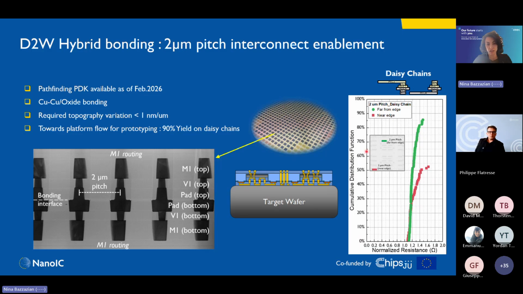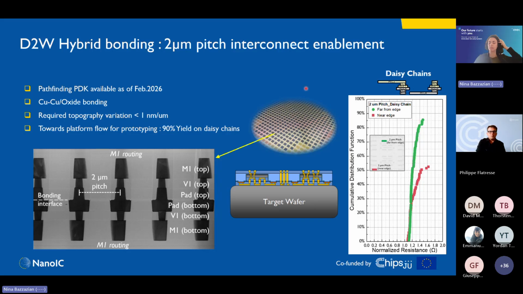On the right-hand side in this graph, you can see our current electrical data results, which demonstrate approximately 90% yield on the daisy chain test structure. So let's say quite promising.